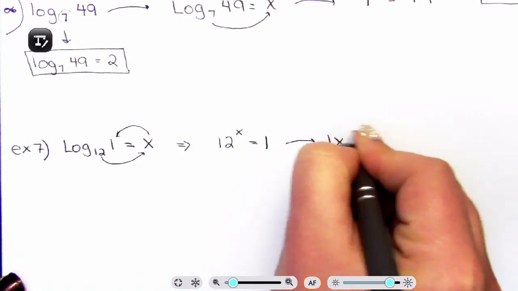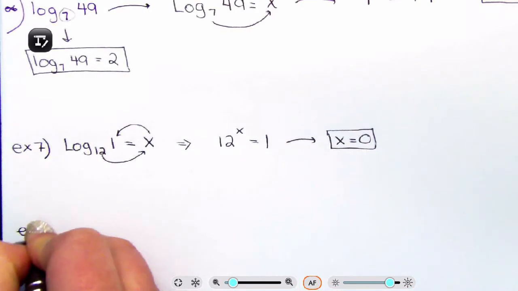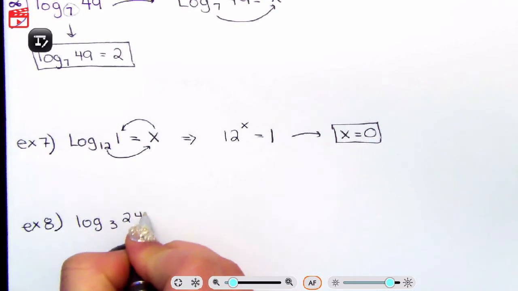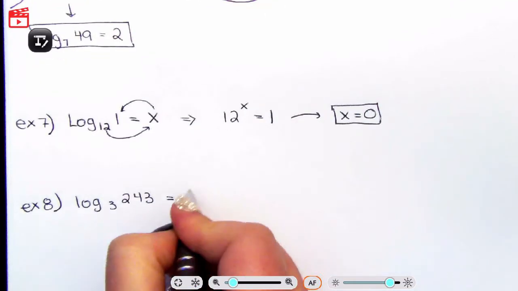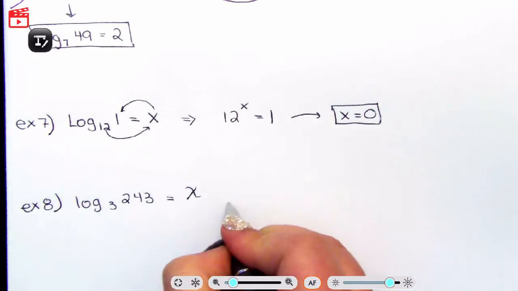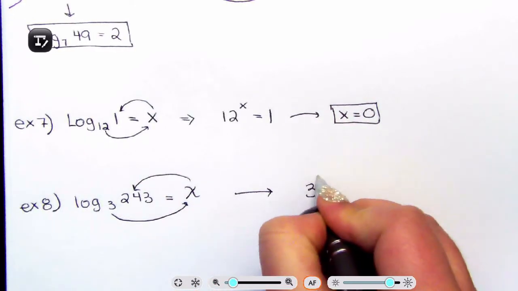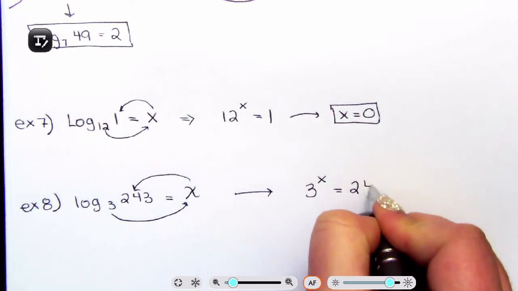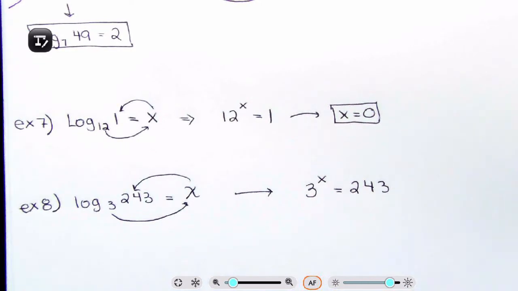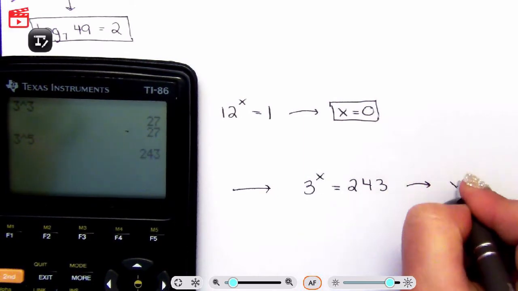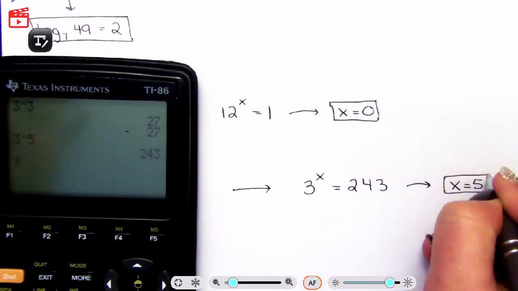And let's do one more, example 8. Hopefully you're starting to see the pattern. Log base 3 of 243 is equal to, again, we're going to write x because we're trying to evaluate this. So that means I have counterclockwise. The base is 3, my exponent is x, and that's equal to 243. Now this one, I don't know what this one is, so I'm going to use my calculator, and I'm just going to guess and check. So I have 3 to the 3rd power, too small. 3 to the 5th power. Oh, that is it. So then I'm going to say x is equal to 5.